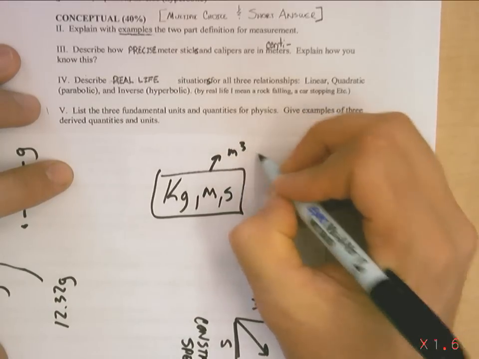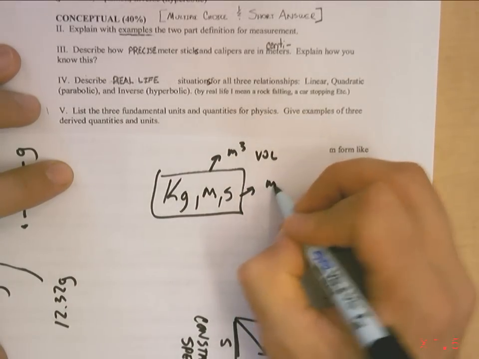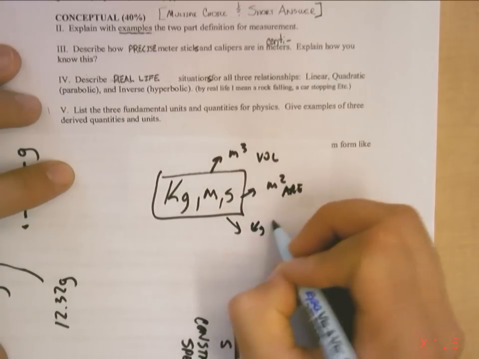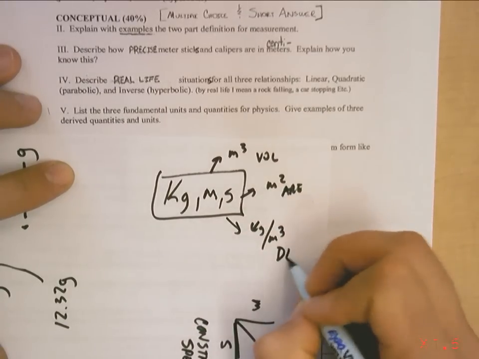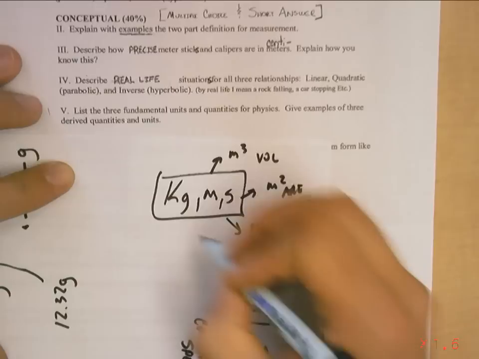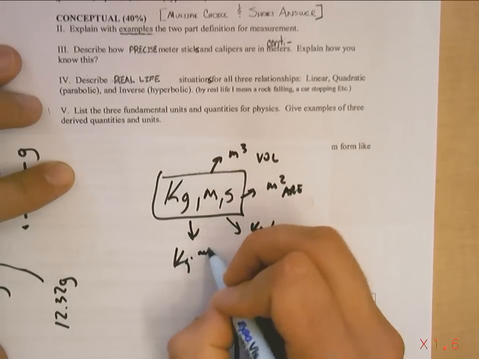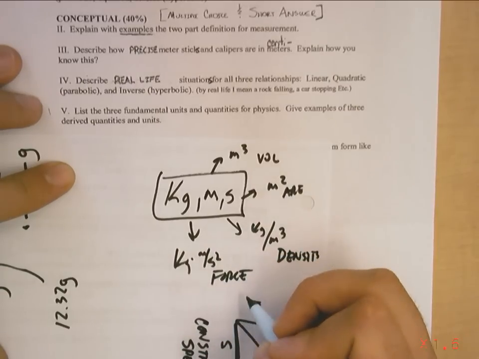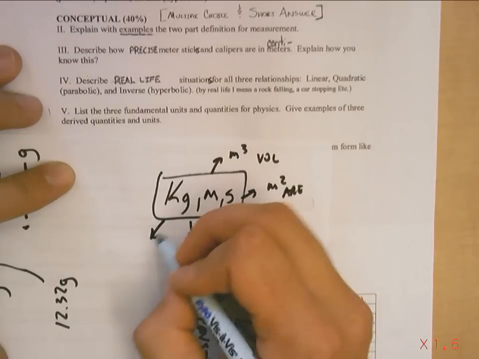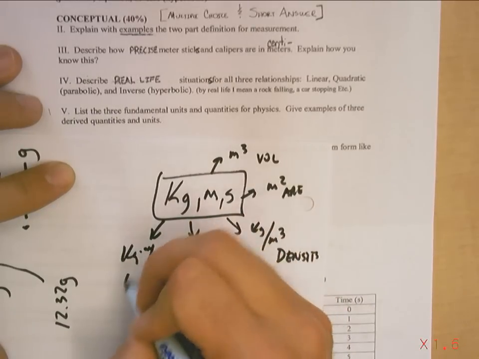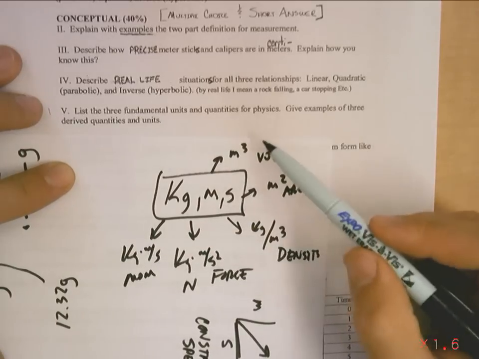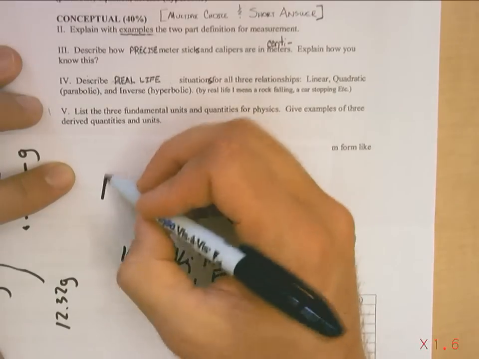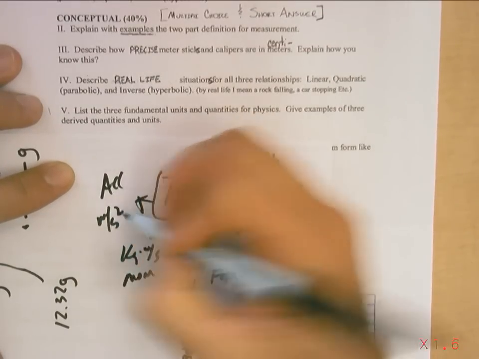So we have meters cubed, which is volume. We have meters squared, which is area. We have kilogram over meters cubed, which is density. We have kilogram times meter per second squared, which is force. And you can also measure that with the Newton. You have a kilogram times a meter per second, which is momentum. How many is that? 1, 2, 3, 4, 5. We have acceleration, which is meters per second squared.